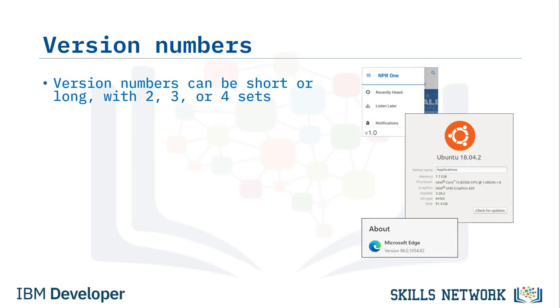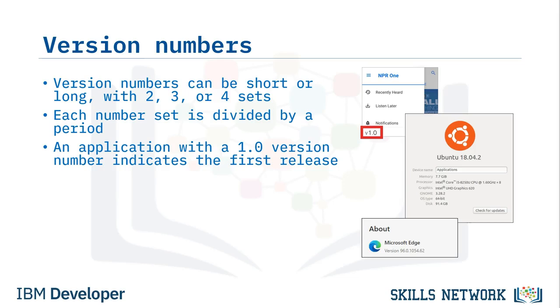Version numbers can be short or long depending on the software and the preference of the developer, with 2, 3, or 4 number sets. Each number set is divided by a period. The first release of an application or program might have a 1.0 as the version number to indicate no updates, patches, or fixes to the software. Note, a version still in beta or testing could have a version number lower than 1, such as 0.9.